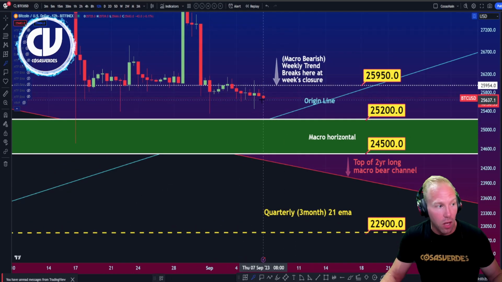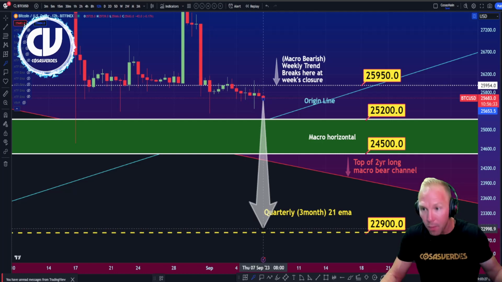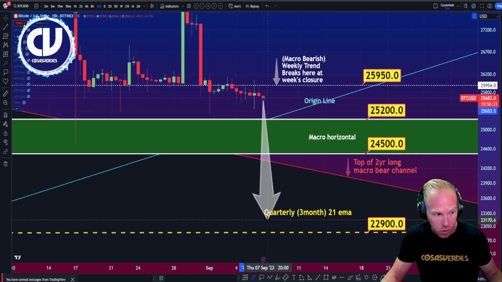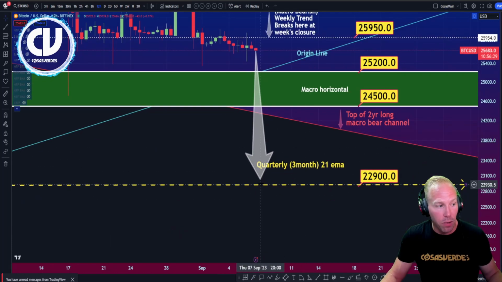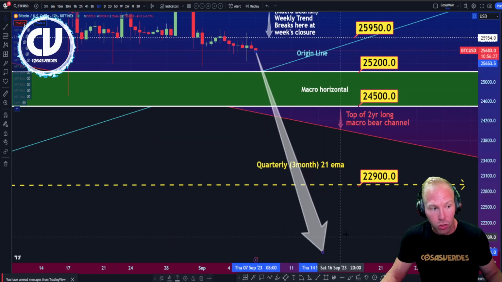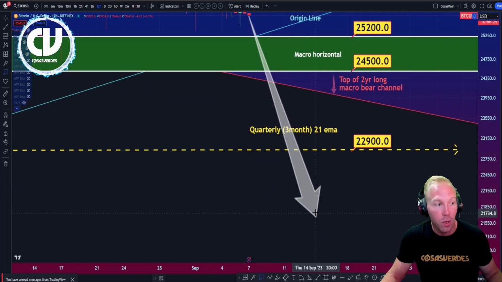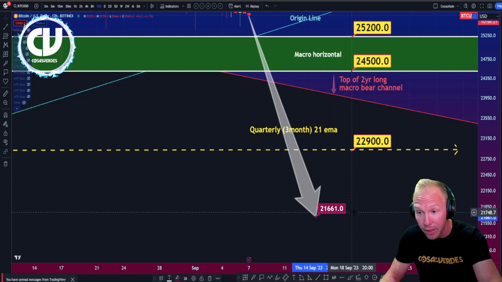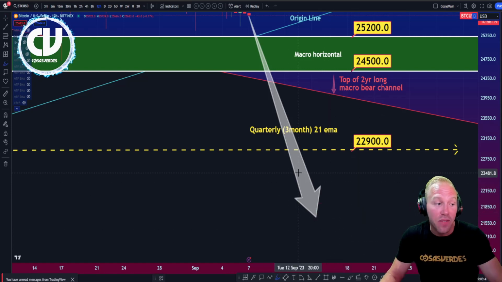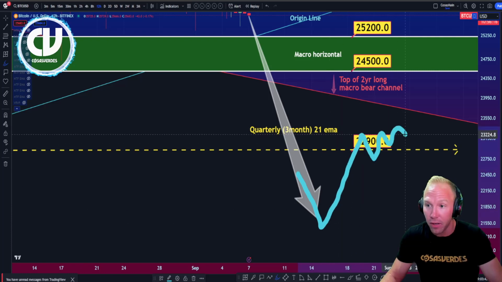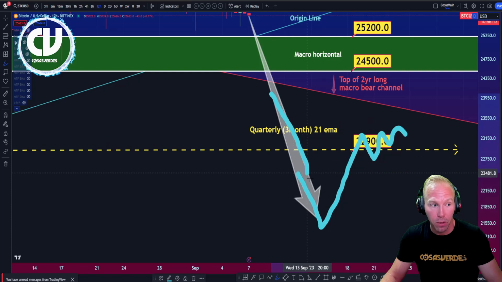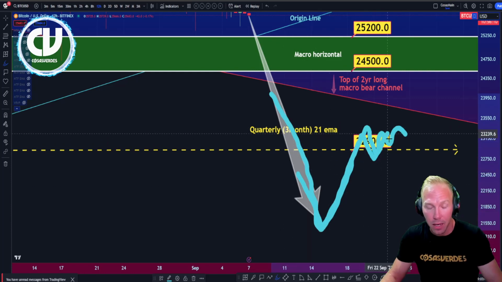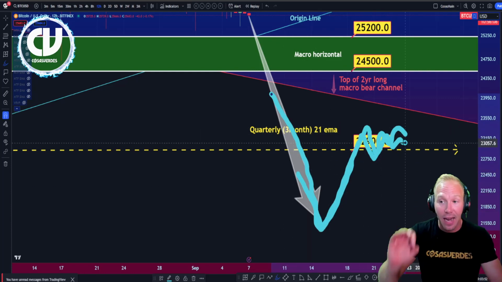So at the very lowest, for a one move, like it happens in the matter of hours, the lowest I could see price going is just below 22.9, which is the quarterly 21. So that could be as low as the mid 21Ks, and then specifically a bounce directly back above there. So dipping below the quarterly 21 and then immediately coming back up for the next immediate move.